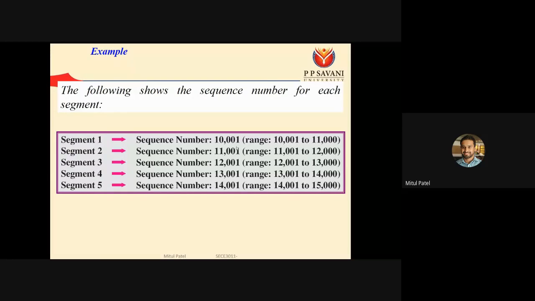So if the size of the segment is 1000 bytes, then we can assign the sequence numbers as: first one is 10,001, add 1000, then 11,001, add 1000 again, then 12,001, 13,001, 14,001. So whatever the size of the message, we keep adding it to the previous sequence number and we get the sequence number of the next segment. By that way we can assign the sequence number to each and every segment, and by that way these algorithms or protocols are going to be implemented.